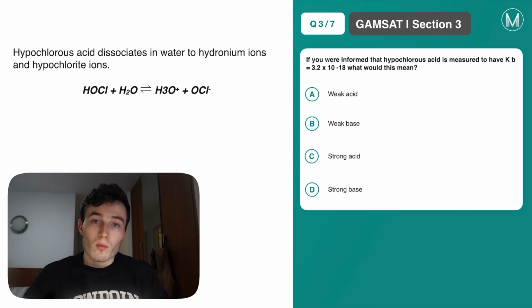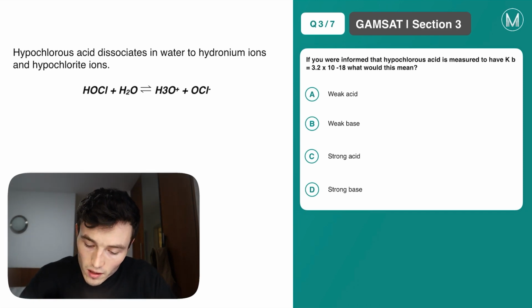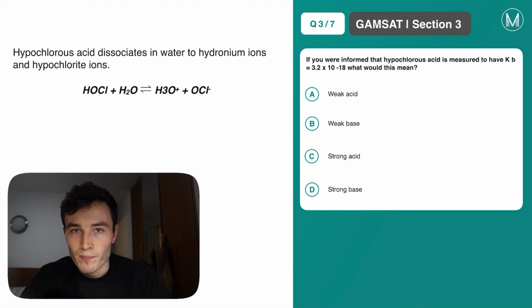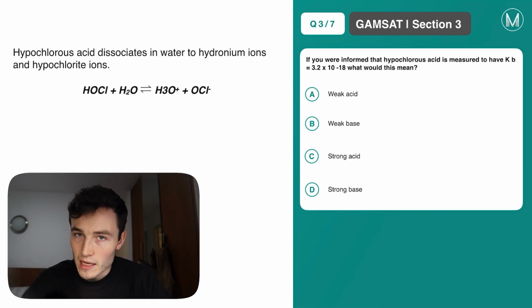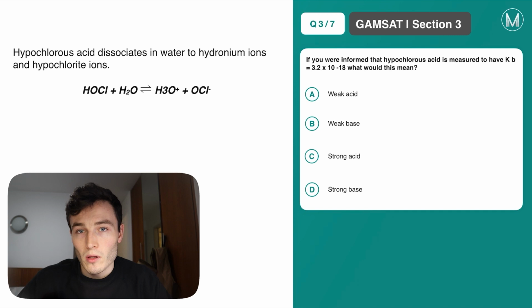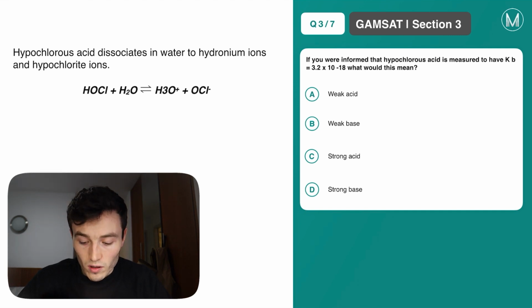Okay, so question number 3 then. If you were informed that hypochlorous acid is measured to have a Kb equal to 3.2 by 10 to the minus 18, what would this mean? So here we're testing your knowledge on Kb, and Ka for that matter is also kind of associated here. So take a moment to think about this question and think about the theory that's involved.